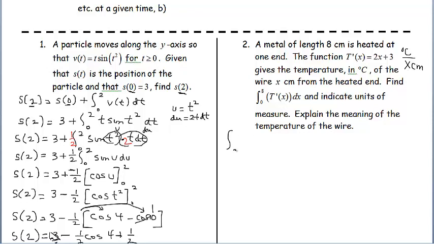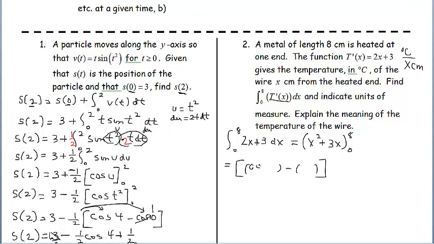All right, so I'm going to go ahead and set up the integrand. T prime of x is 2x plus 3. So easy enough. I don't need to get anything ready for integration. This goes back to x squared plus 3x. And we're going to evaluate that from 0 to 8. So 8 squared. Okay, that's 64 plus 3 times 8 is 24.